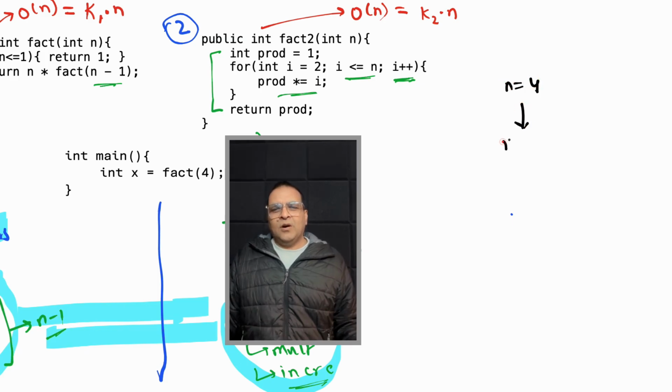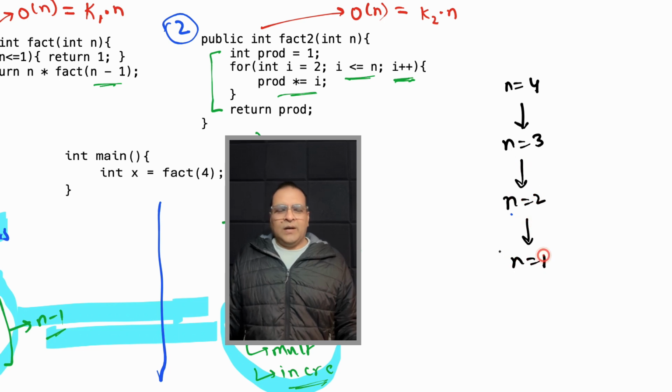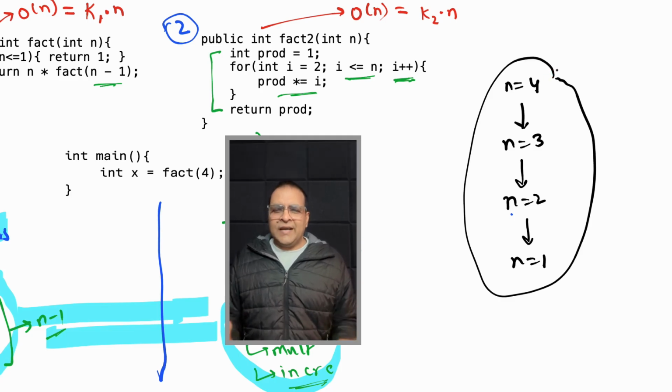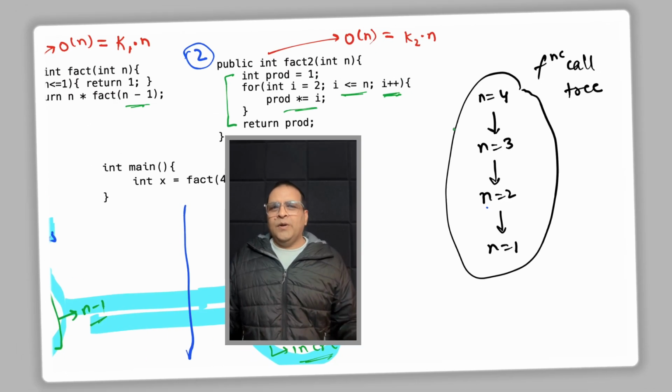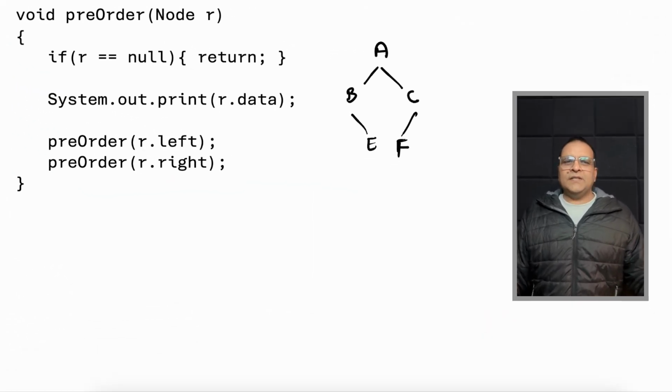Then the function will be called for n equal to 3, then the function will be called for n equal to 2, then the function will be called for n equal to 1 in case of the recursive function. So if we are writing it just like this without showing the stack frame and local variables, then we are drawing the function call tree. You notice that it's called a tree and not a graph because there is a parent-child relationship, and you cannot have a disconnected component. Let's look at the pre-order traversal function again.